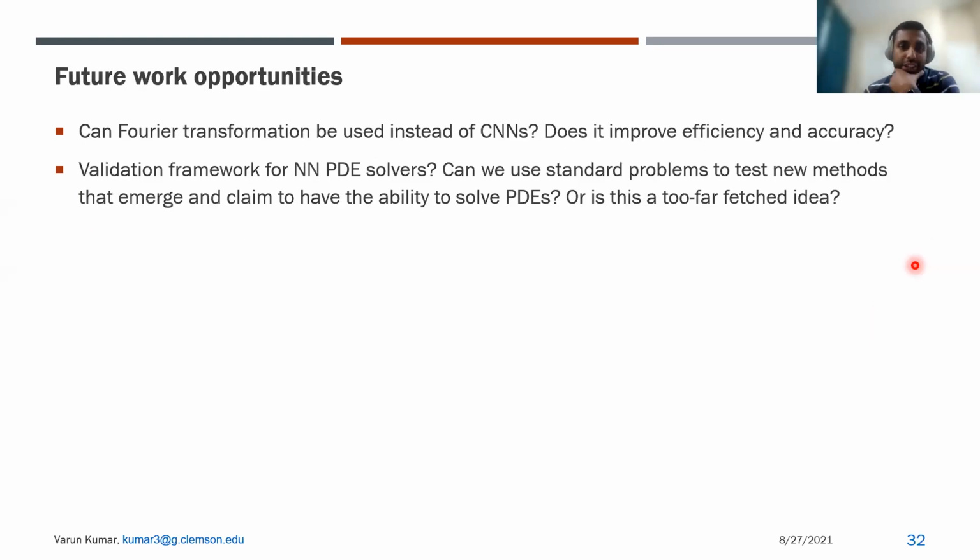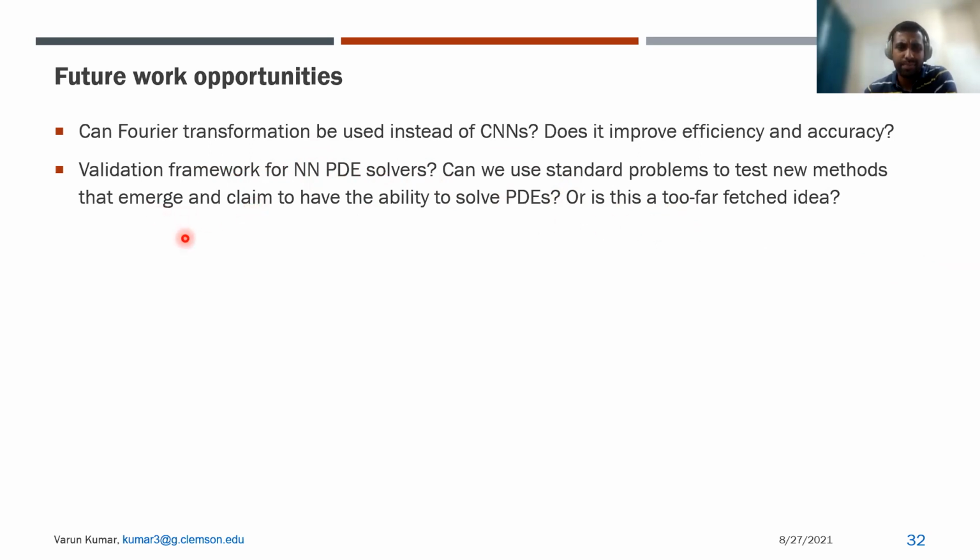And future work opportunities. So this is basically my wishful thinking as to what we can use this particular architecture for, and how we can improve upon it. I've recently started looking into Fourier transformations and what they can do with neural networks. So one of the ideas I had was whether Fourier transformation could be used instead of CNNs, and whether that helps us improve the efficiency and accuracy for this particular architecture and other places as well.